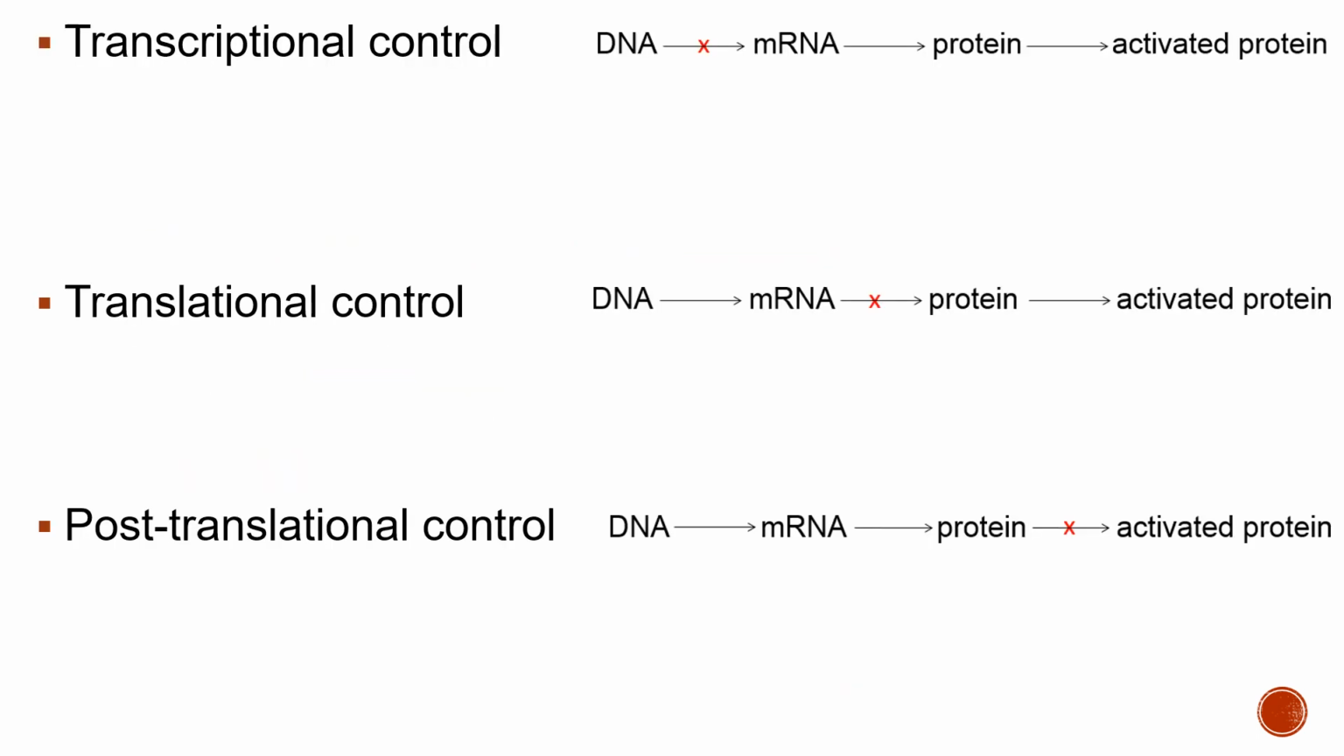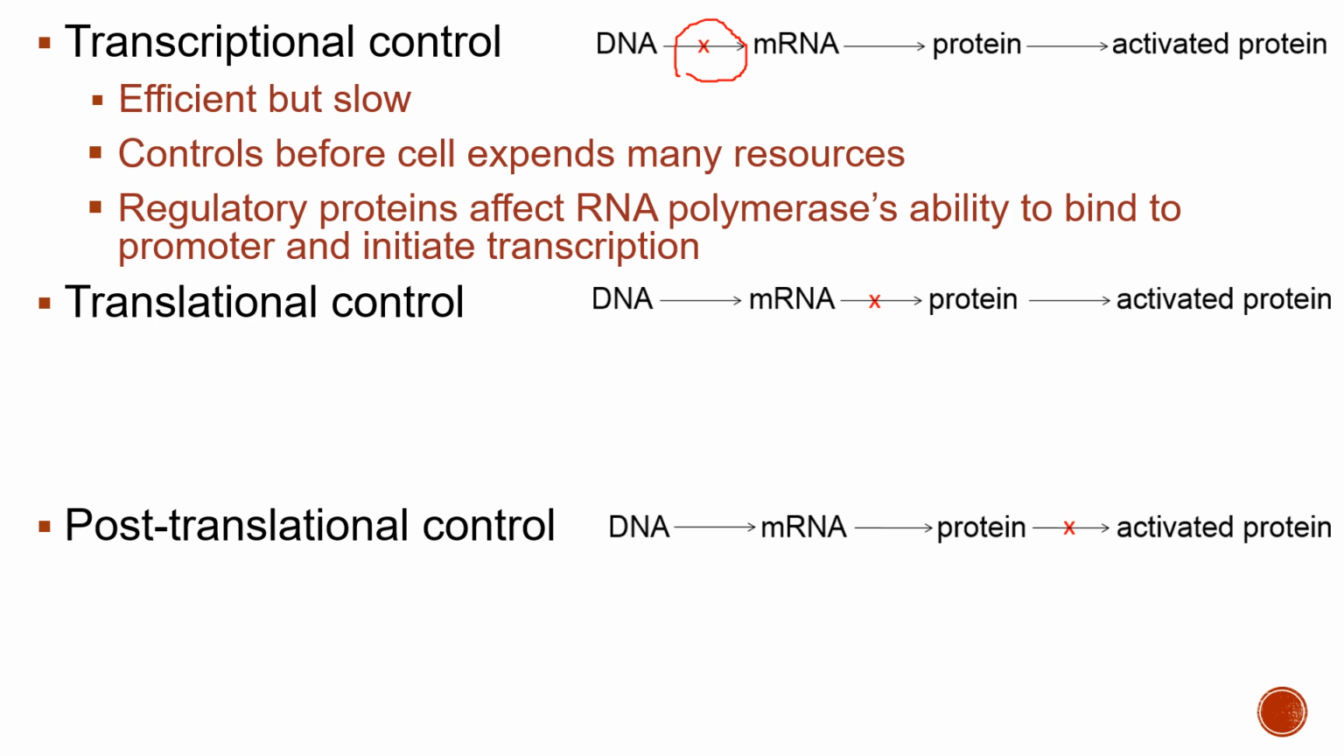So if we look at transcriptional control first, this would be blocking DNA going to mRNA. This is going to be the slowest way of controlling the proteins in the cell, but it's definitely efficient, because this occurs before we expend any resources. These regulatory proteins would affect RNA polymerase's ability to bind to the promoter, because that's what starts transcription. If RNA polymerase can't attach to the promoter, then transcription can't occur. So that's how it would be controlled.